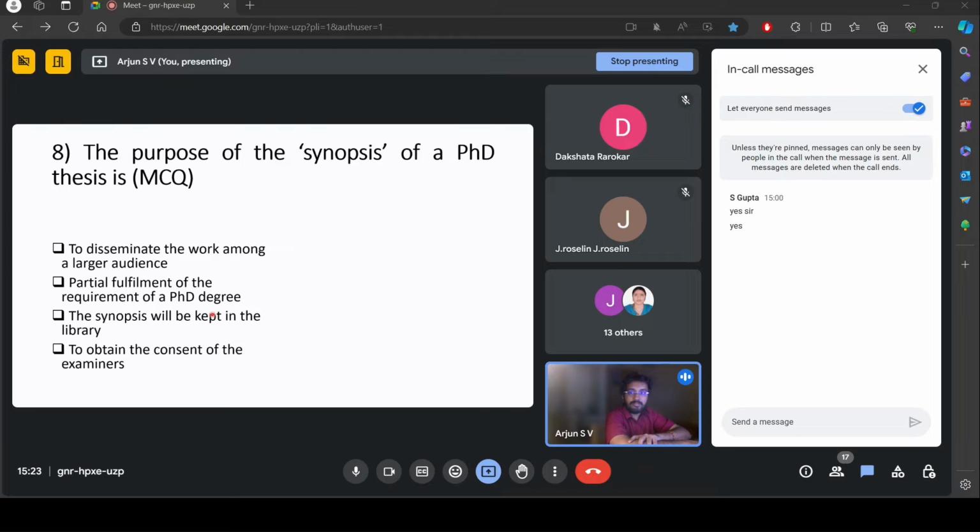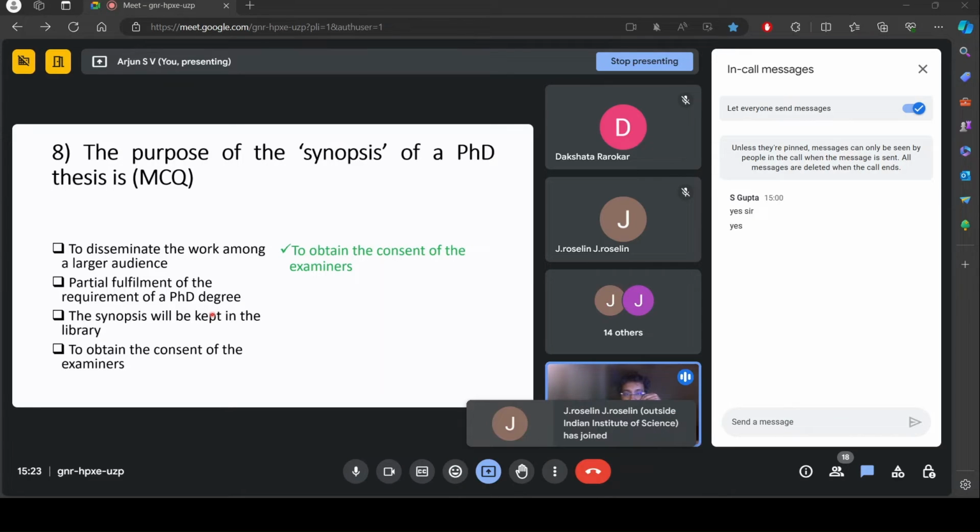Question number 8. The purpose of the synopsis of a PhD thesis is to disseminate the work among a larger audience, partial fulfillment of the requirement of a PhD degree, or for the synopsis to be kept in the library, or to obtain the consent of the examiners. We discussed this at the beginning of this meeting. The main objective is to obtain the consent of the examiners. The synopsis will be sent to possible examiners who will read it and see if they are satisfied with it, and they will also have key questions to ask during your PhD thesis viva.